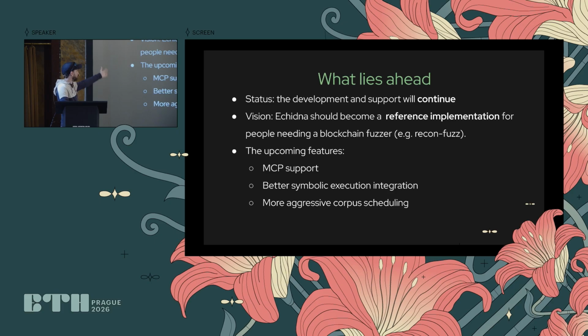high-level language like Haskell. And some upcoming features: MCP support for allowing agents to interact and direct campaigns, try to see what are the areas that have low coverage, better symbolic execution, and more aggressive corpus scheduling.